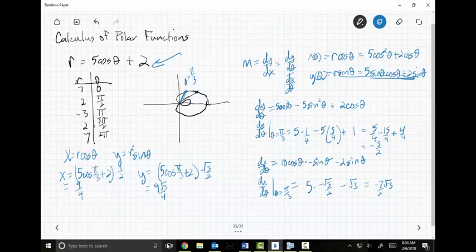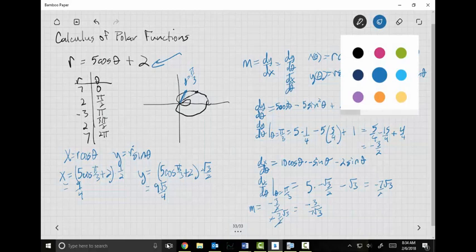So all I have to do is take dy over d theta over dx over d theta, and I get my m. So m is equal to negative 3/2 over negative 7/2 root 3. I hope I didn't make a mistake on that. I could have. You guys know me. Those cancel, and this becomes negative 3 over 7 root 3, doesn't it? There's my slope.